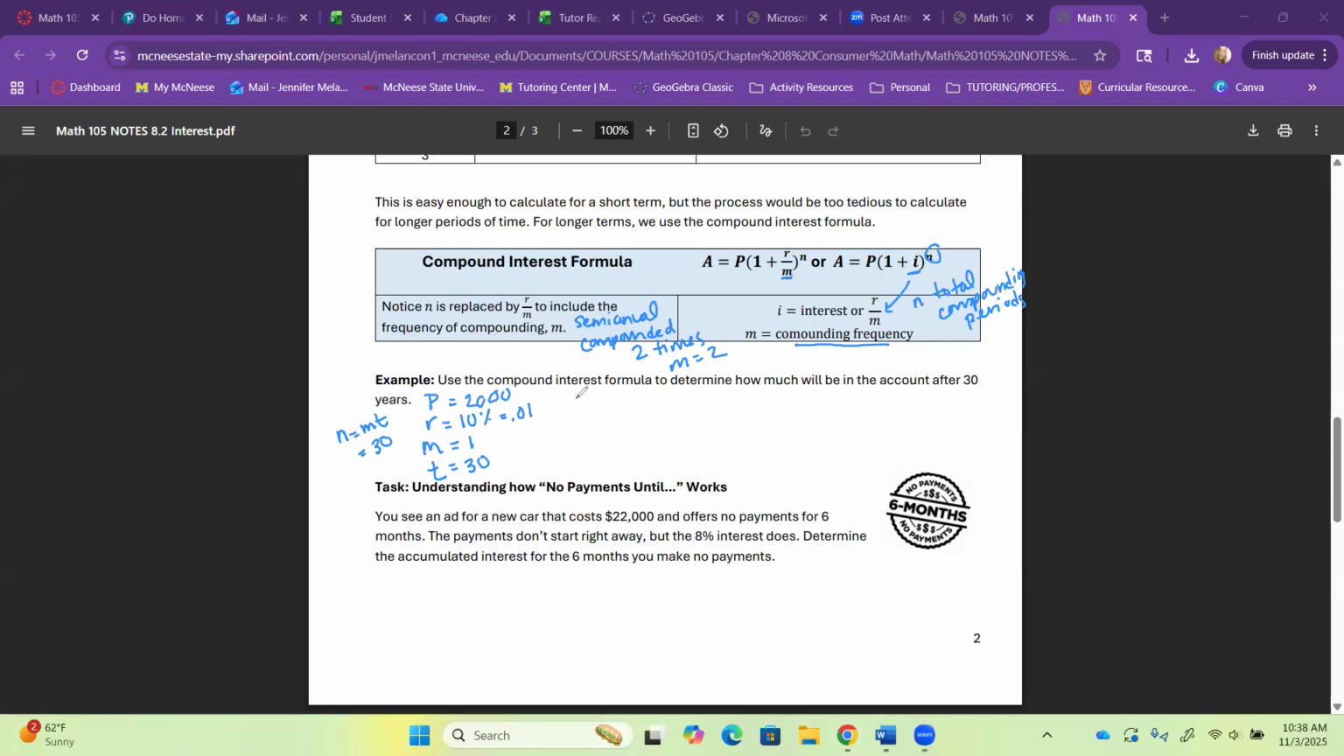So now let's write our formula. And we're looking for A. I forgot to write that down because we want to know how much will be in the account after 30 years. So we're looking at the future value. A equals P times 1 plus R over M to the N. So the principal is 2,000.